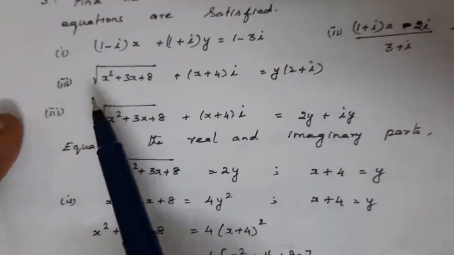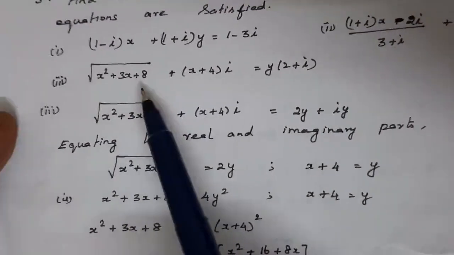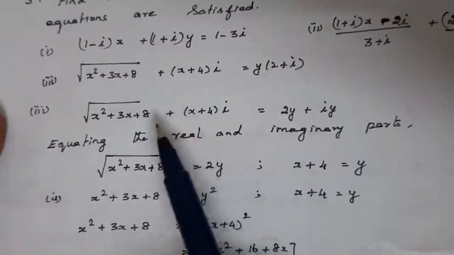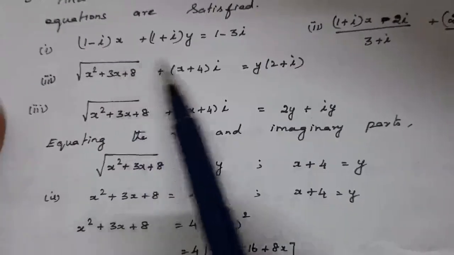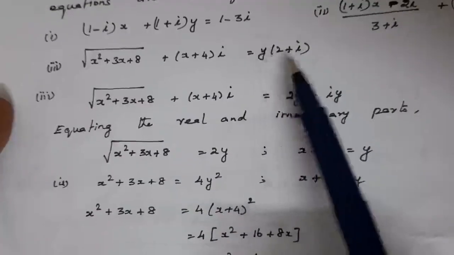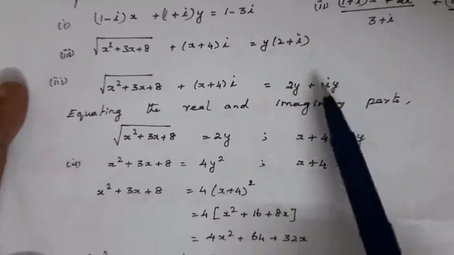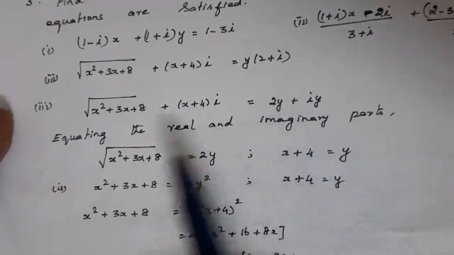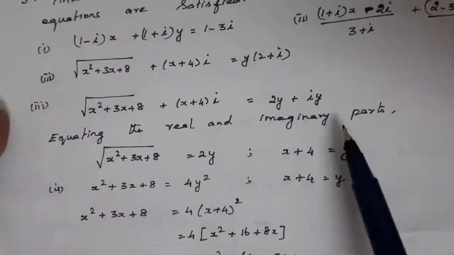Now the third one is root of (x squared plus 3x plus 8) plus (x plus 4) into i equal to y into (2 plus i). Here the left side is in the proper way, that is real plus imaginary, and the right hand side is not in the proper form, so let us multiply: 2y plus iy. So now it has come to the standard form. Now equating the real and imaginary parts.